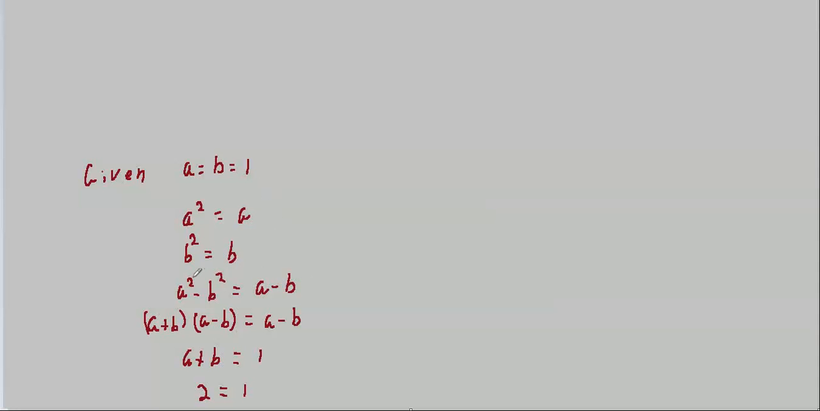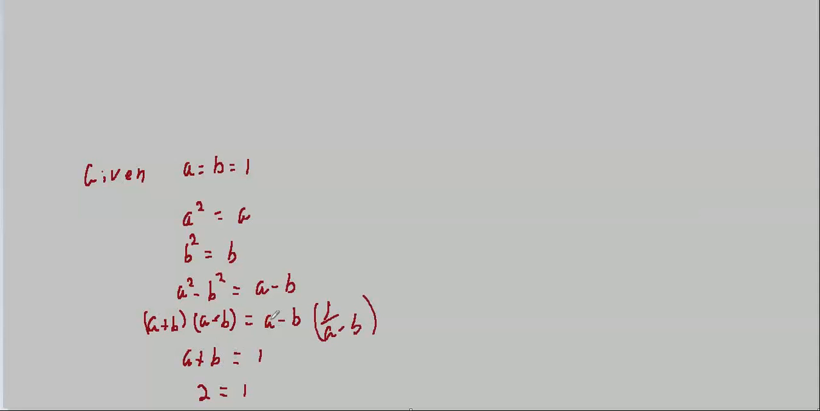Now we factor this, and if you factor a squared minus b squared, you will get a plus b times a minus b. That's true. Well, now we've got a minus b on each side. We multiply through by 1 over a minus b. That's legal, right? We get a plus b equals 1, or 2 equals... Wait a minute. Hang on a second.